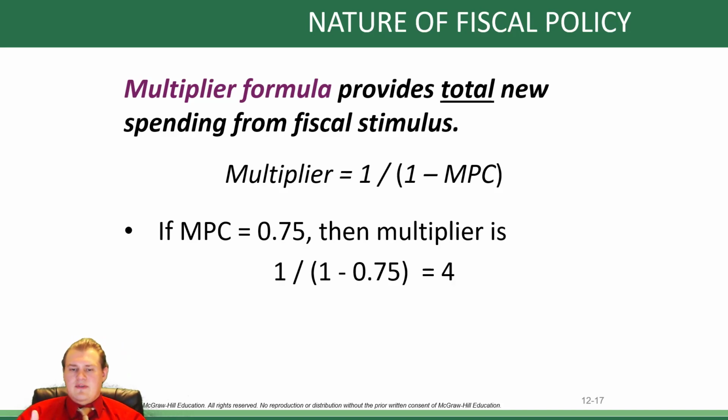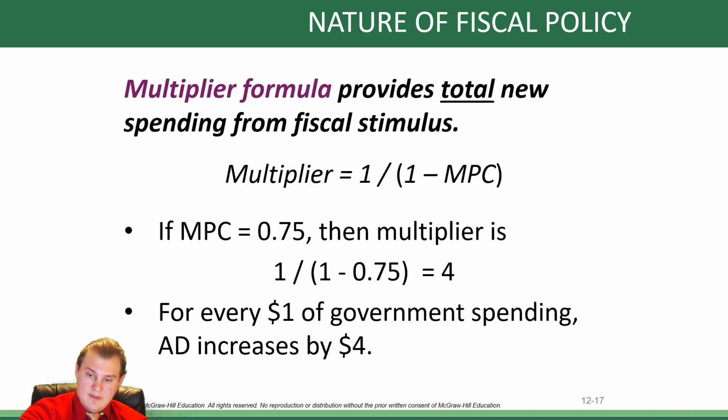Here's how they use it. If MPC equals 0.75, meaning I spend 75% of every dollar I have, I take 1 divided by 1 minus 0.75, which equals 4. That's the multiplier. The multiplier is going to be 4. That's basically what you have when everything goes through all the cycles and gets respent. So for every dollar of government spending, AD increases by 4.